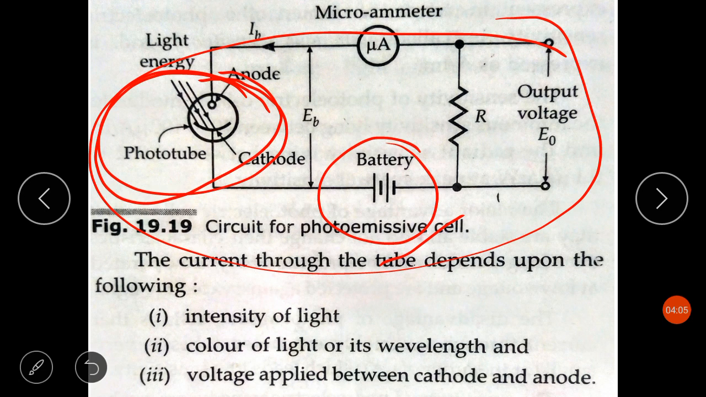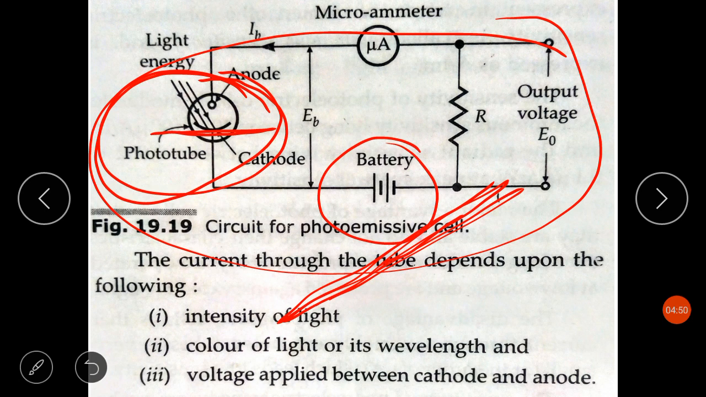What happens here is we increase the voltage. When we increase the voltage, the electrons emitted at the cathode get accelerated. These accelerated electrons collide with the atoms of the inert gas. On collision, ionization occurs and further electrons are produced. These further electrons amplify the electron emission, and the photoelectric current gets increased.